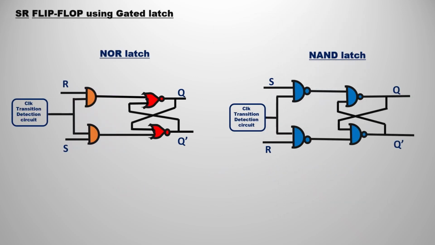Let us quickly understand the SR flip-flop using the gated SR latch. The first one you are seeing uses a NOR latch, and the second one uses a NAND latch. So the first circuit is the SR flip-flop using NOR gates, and the second circuit is the SR flip-flop using NAND gates. In this video we are going to convert these SR flip-flops to our required circuits, the JK flip-flops.